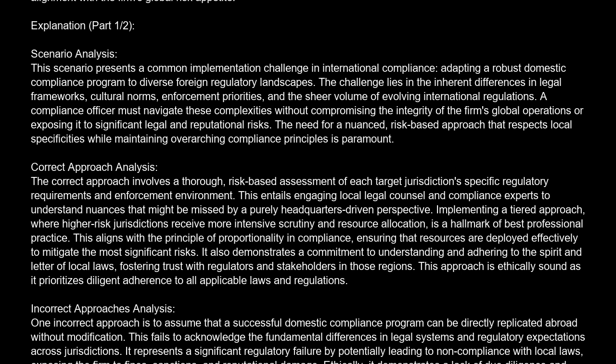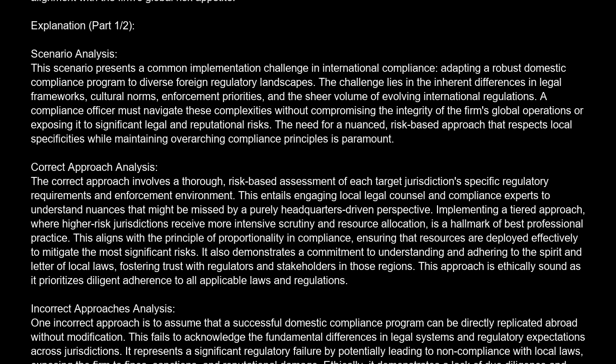This scenario presents a common implementation challenge in international compliance: adapting a robust domestic compliance program to diverse foreign regulatory landscapes. The challenge lies in the inherent differences in legal frameworks, cultural norms, enforcement priorities, and the sheer volume of evolving international regulations. A compliance officer must navigate these complexities without compromising the integrity of the firm's global operations or exposing it to significant legal and reputational risks. The need for a nuanced, risk-based approach that respects local specificities while maintaining overarching compliance principles is paramount.